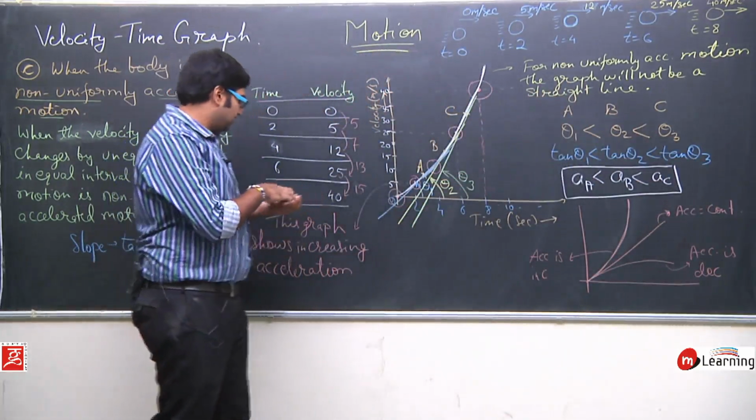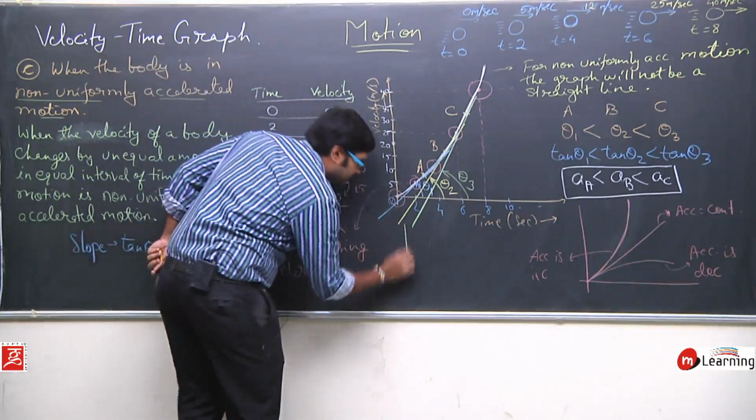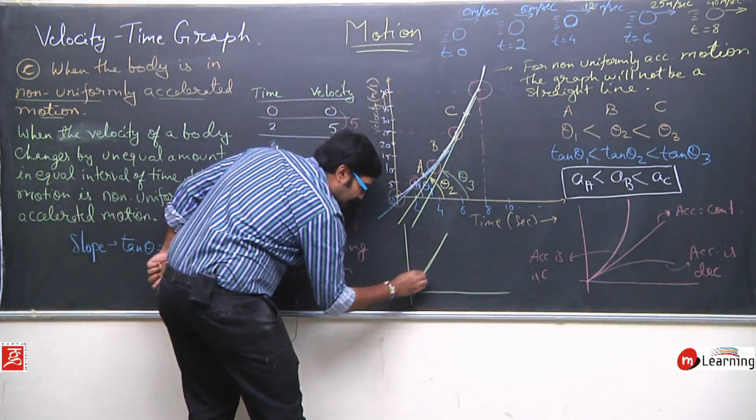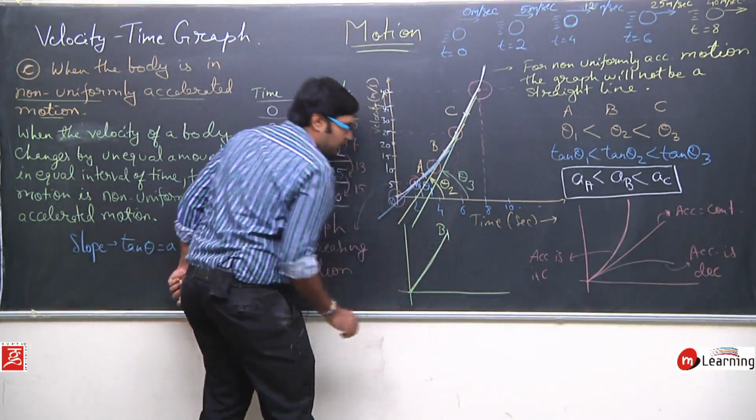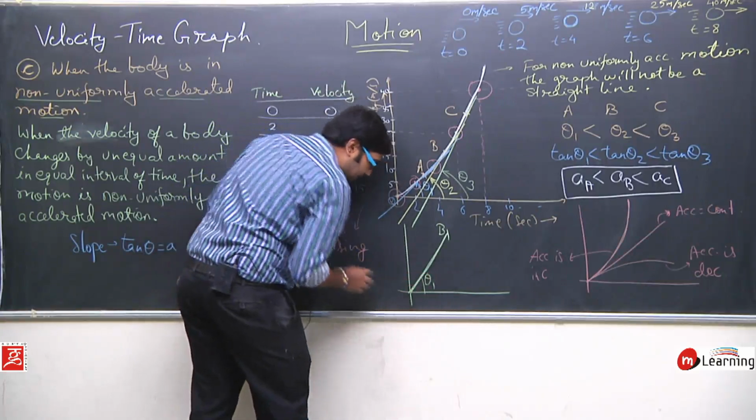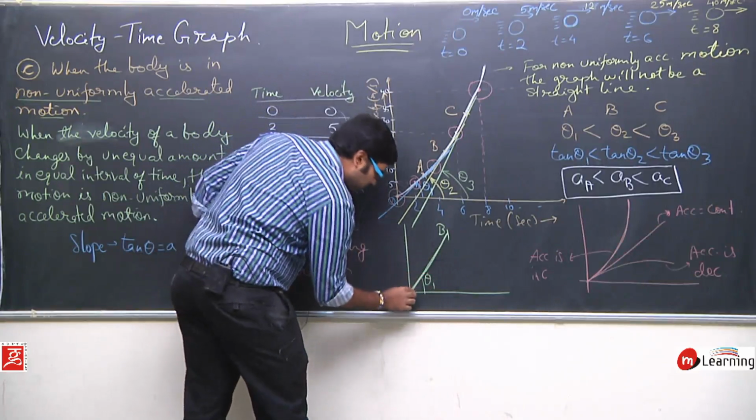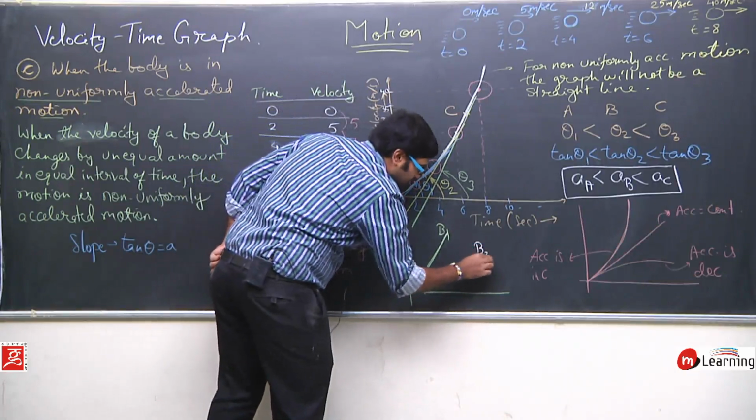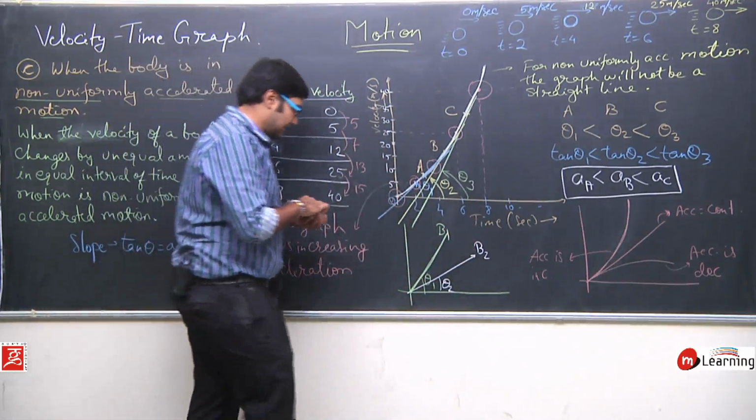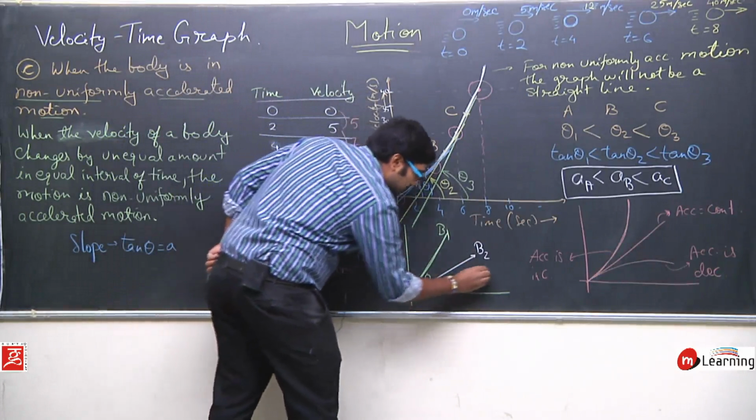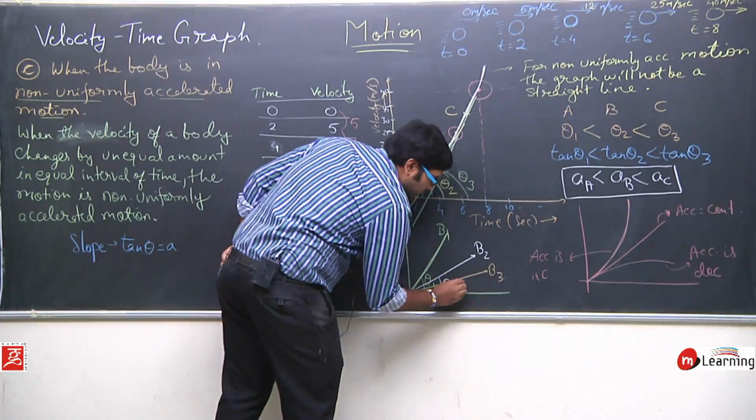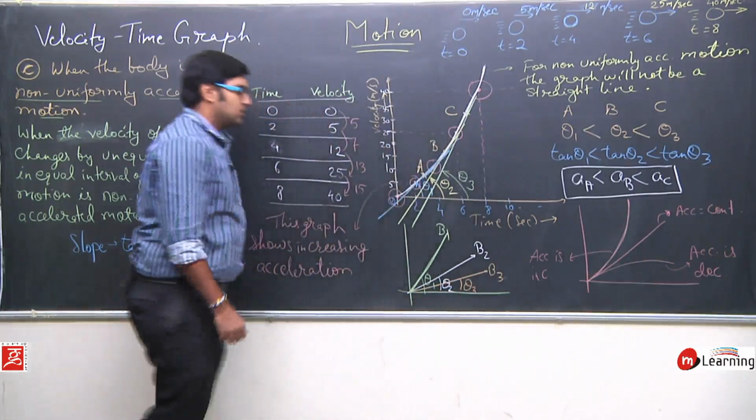So for example, if I have a graph in which the body B1 has a velocity time graph with angle theta 1. The body B2 has the slope of the velocity time graph as theta 2, and let's say there is a body B3. It has a slope of tan theta 3.